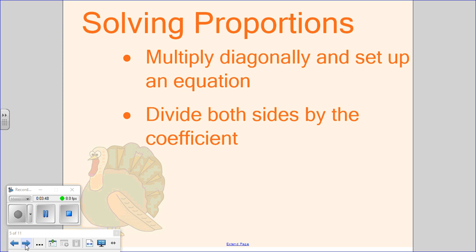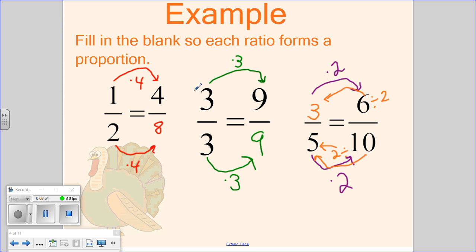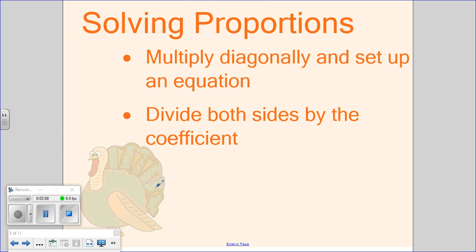So now let's talk about solving proportions. Sometimes when we're solving proportions, the connection will be really easy, times 3, times 2, times 4. But other times we could be multiplying by fractions and decimals where it's not so easy to recognize the pattern. So one way we can solve a proportion every single time is to multiply diagonally and then set up an equation. Once we set up our equation, I'll show you how we divide both sides by the coefficient.